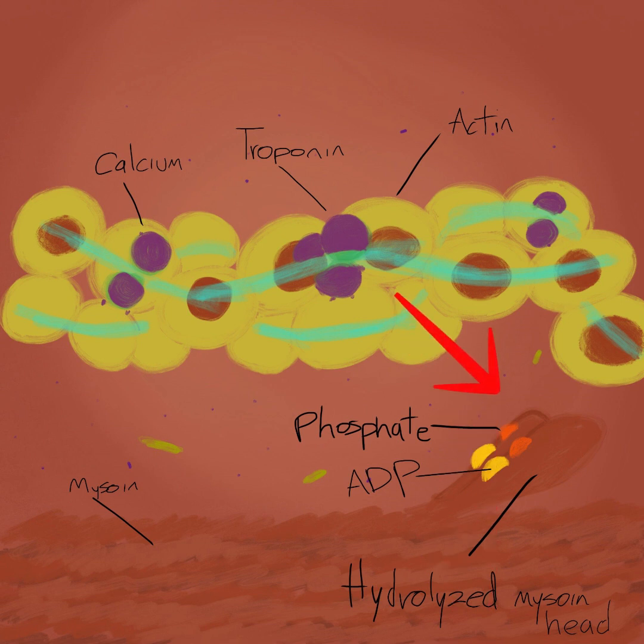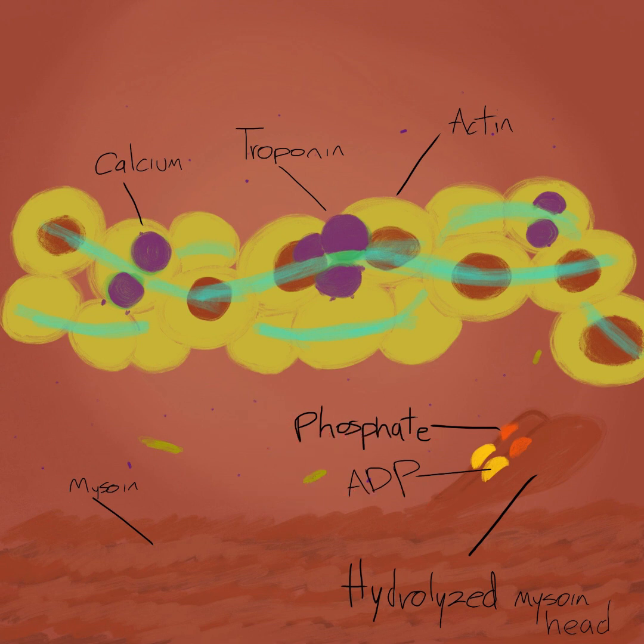Energized myosin head with an attached ADP molecule and a phosphate group binds to the open myosin binding site on actin. This forms an actin-myosin cross bridge. After the cross bridge forms, the myosin head rotates toward the center of the sarcomere. As it rotates, the myosin releases its ADP and a phosphate.